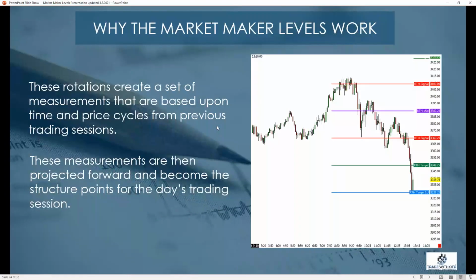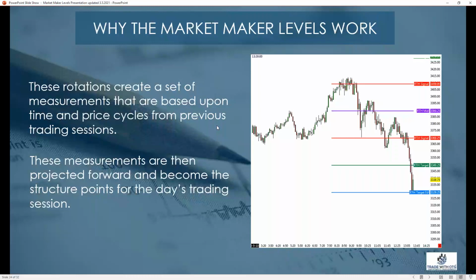Again, these rotations create a set of measurements that are based upon time and price cycles from previous trading sessions. So it's using market-generated information from the recent cycles of the market. If you think about the cycles in the market, that's valuable information. Those sets of measurements created by those real-time cycles provide you with excellent support and resistance locations. These measurements are then projected forward and become the structure points for the day's trading session.